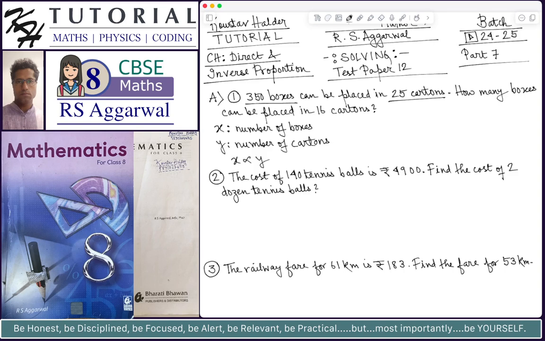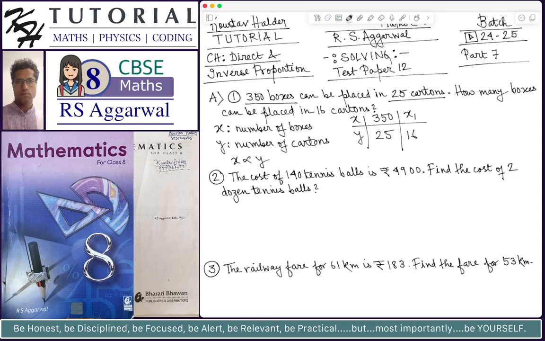This is based on the fact that all the cartons must be of the same size, and the cartons have a fixed capacity, that is, a certain number of boxes can be placed in each carton. Now if you create the table of the data for x and y, it is given that 350 boxes can be placed in 25 cartons, so we have 350 for x and 25 for y. Now it is asking how many boxes can be placed in 16 cartons. So let us assume that x1 boxes can be placed in 16 cartons.